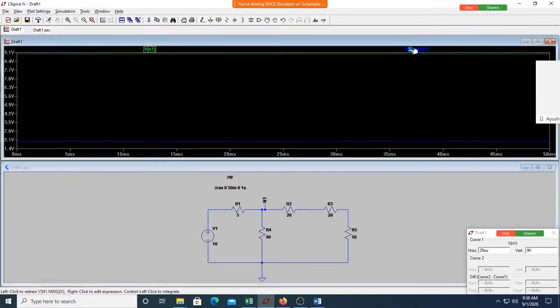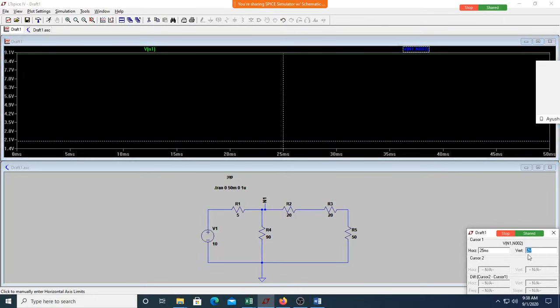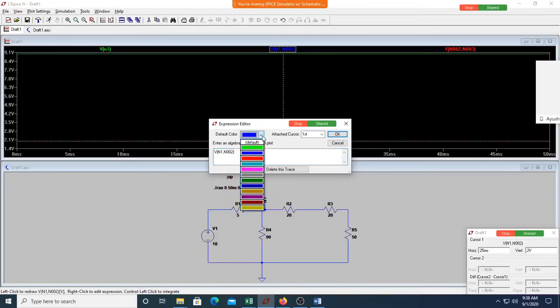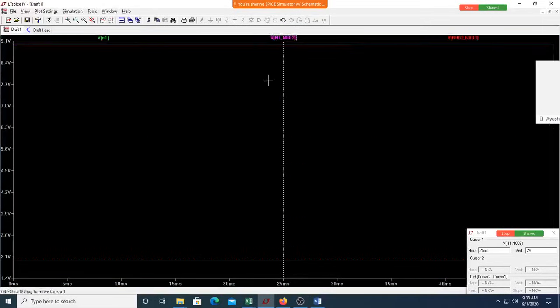Can you see that voltage is 2? Correct? How much is this voltage? Let me change this color to a different color. Can you see what this is? V of N1 comma N002, and V of N002 and N003, they are not separate, they are actually overlapping. Correct? Why are they overlapping?